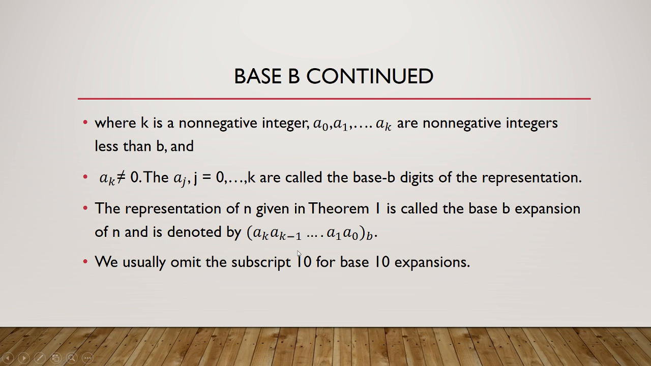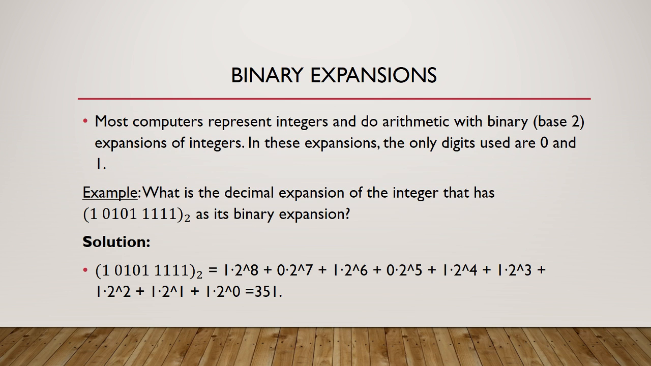We usually omit the subscript 10 for base 10 expansions because it is so common that it doesn't need to be repeated or seen every single time, because decimal is so common. Most computers represent integers in base 2, which is also known as binary, using zeros and ones. The decimal expansion of the integer as below should be used in binary. So we want to write this in binary and convert it back to decimal base 10.